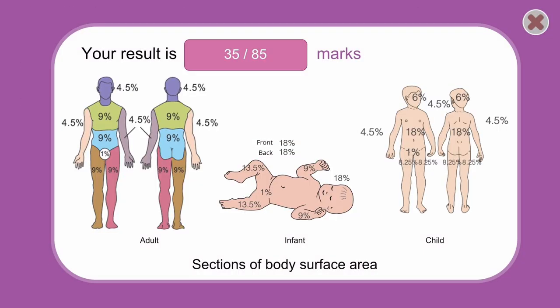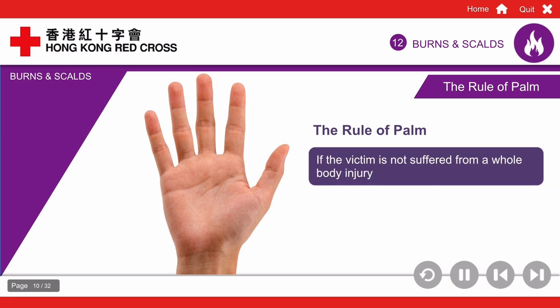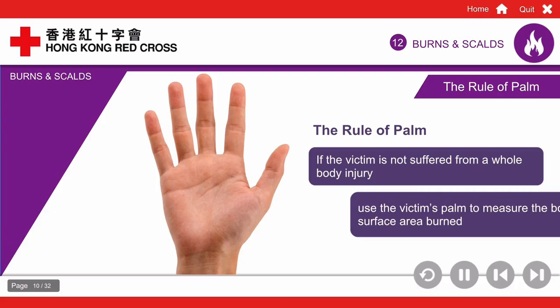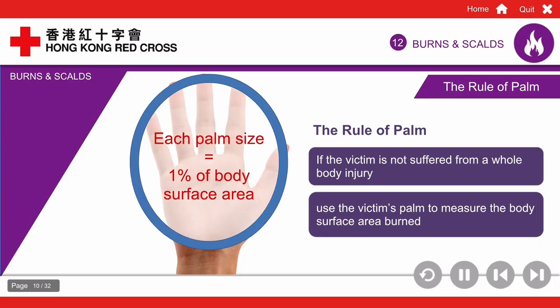So we believe all of you can remember the rule of nines after this game. Apart from the rule of nines, you can also use the rule of palm. If the burn doesn't cover the entire section of body surface area of the victim, you can use the victim's own palm to measure the body surface area burned. Each palm size is equivalent to 1% of body surface area.